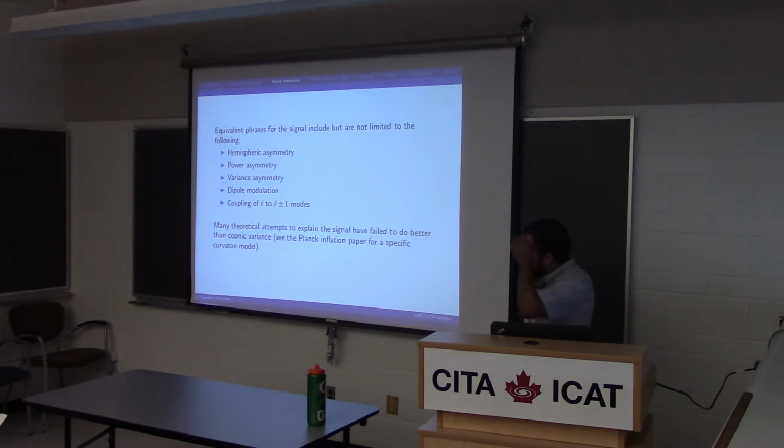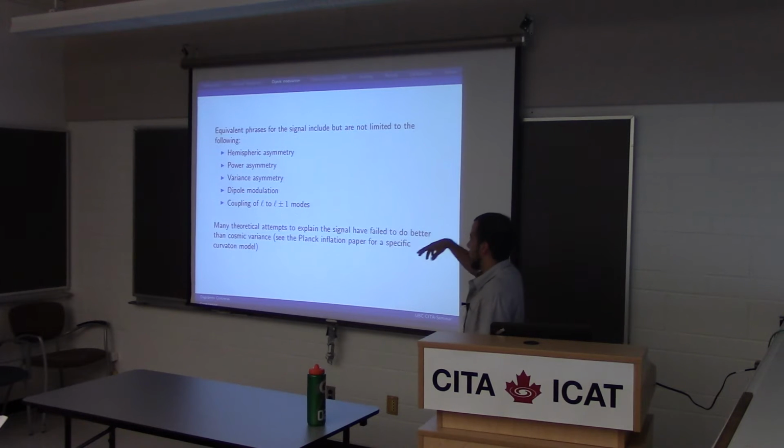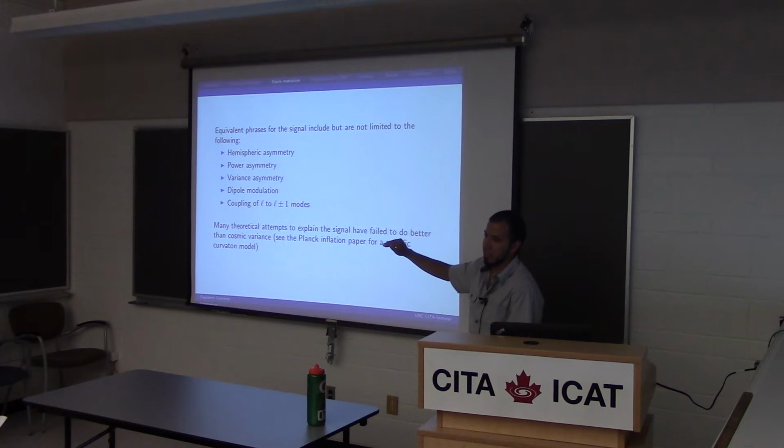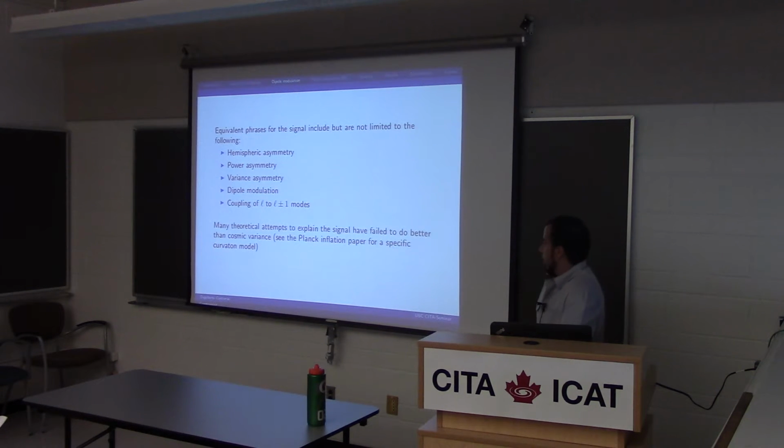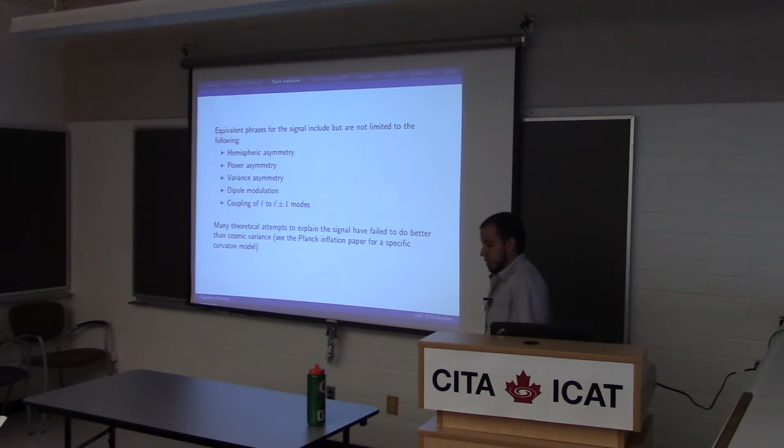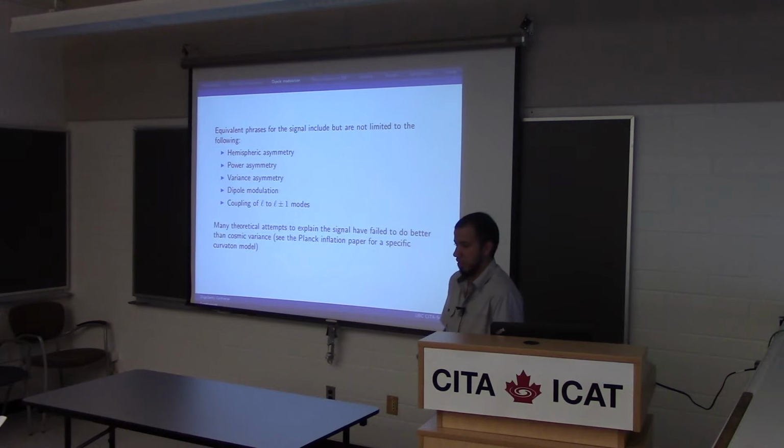Just briefly, in the literature, this has been called many different things: hemispheric asymmetry, power asymmetry, variance asymmetry. If you see any of these terms, they're all talking about the same thing. The effect is only 3 sigma, so I can't distinguish any of these things, even if they are intrinsically different. If I have a variance asymmetry, I'm going to have a power asymmetry. And there have been many attempts to explain this signal. Most of them do no better than cosmic variance. Well, actually, all of them do no better than cosmic variance.